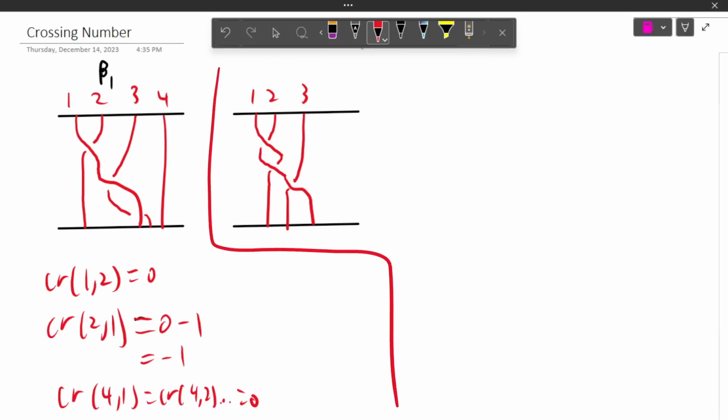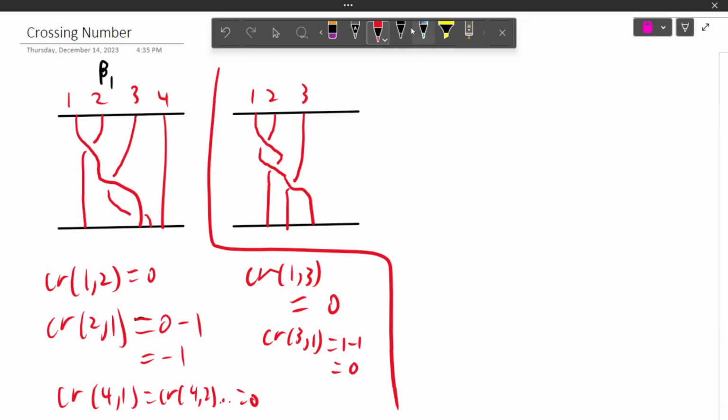And if we do one more example with this particular braid, beta 1, note that the crossing number of 1 and 3 here is going to be 0, because 1 only ever passes over 3. However, the crossing number of 3, 1 is also equal to 0, because string 3 crosses under string 1 from the right first, then later from the left. So this looks like 1 minus 1 is equal to 0.